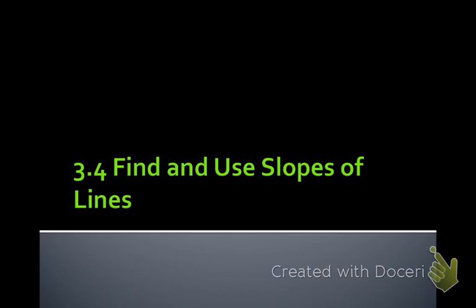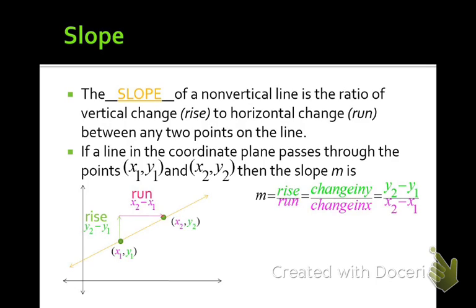Okay? Find and use slopes. And you've seen this before. You've talked about parallel and perpendicular lines in Algebra 1 class with the slopes. We're going to do it again here. Quick definition: the slope of a non-vertical line is the ratio of vertical change to the horizontal change. Rise and run. The change in y over the change in x.